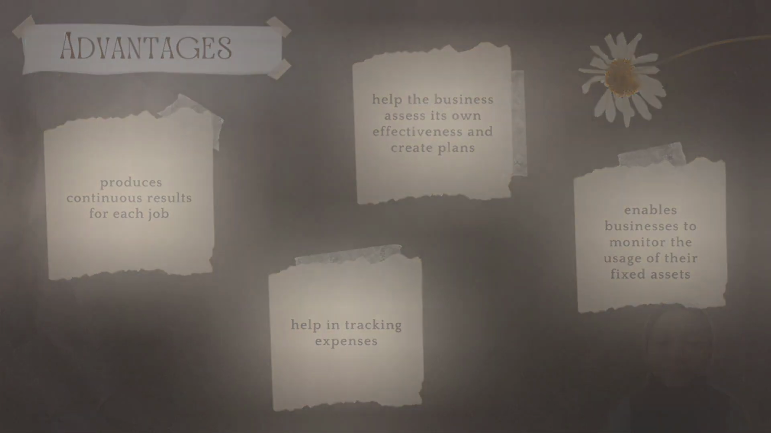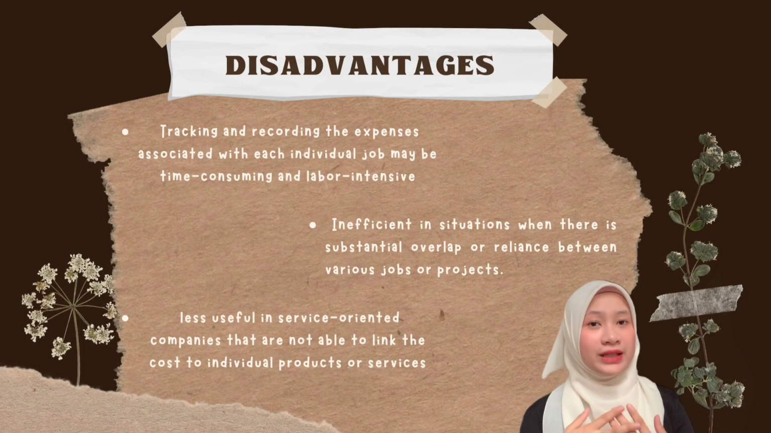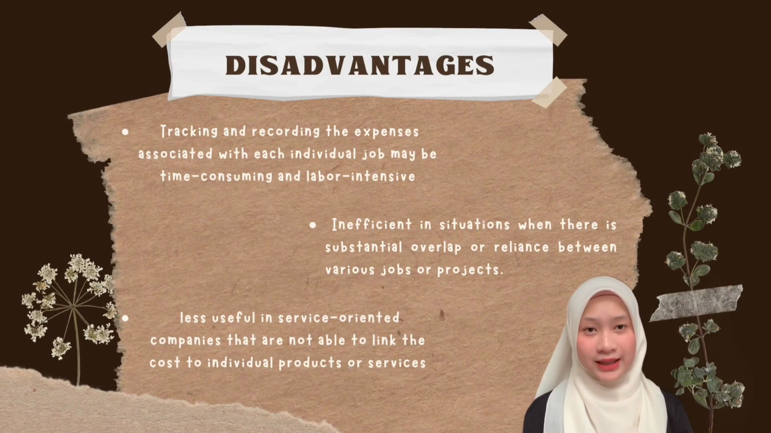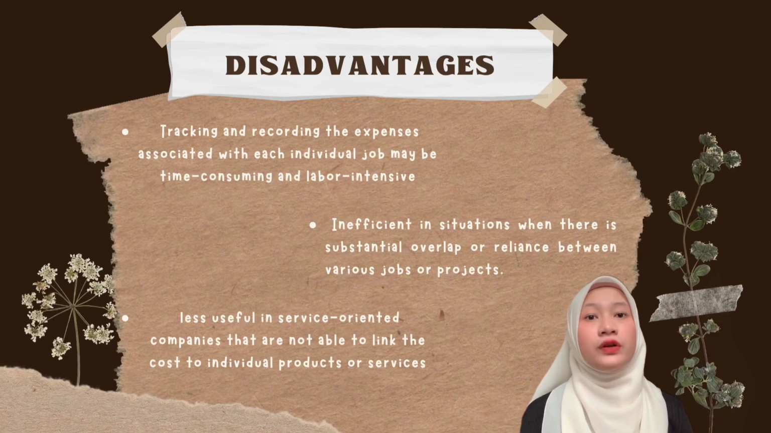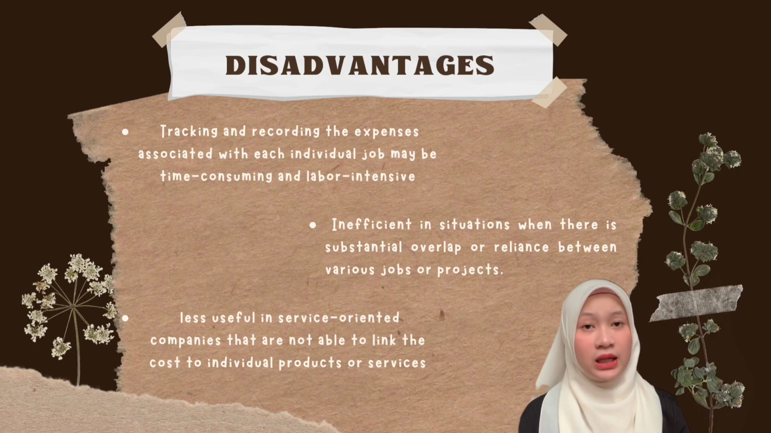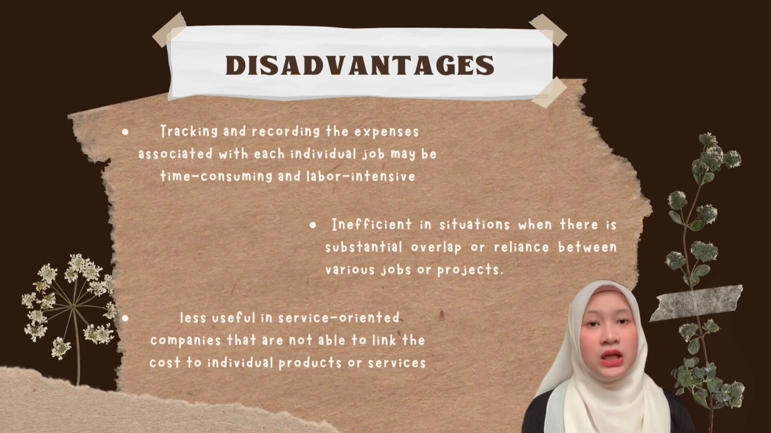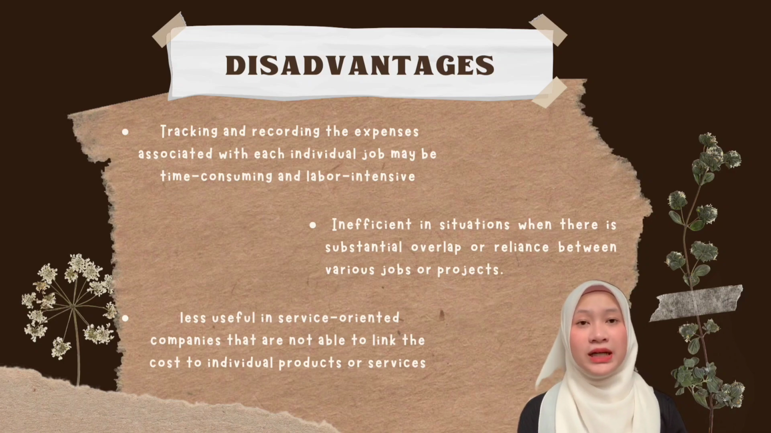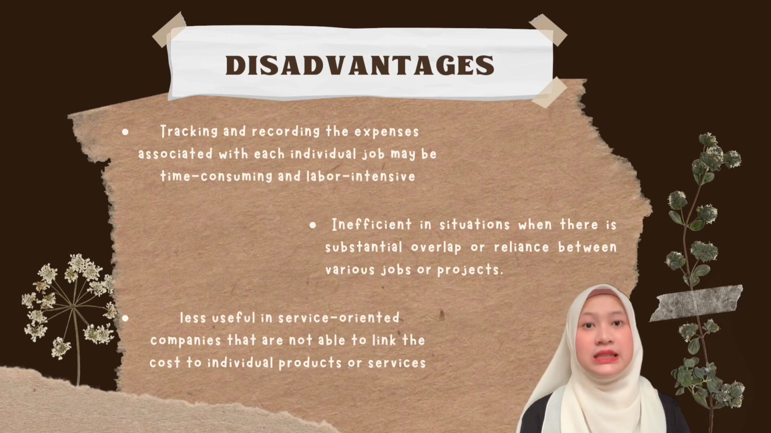Thank you. Next, I will explain the disadvantages of using the job order costing method. One of the main disadvantages of implementing job order costing is that tracking and recording the expenses associated with each individual job may be time-consuming and labor-intensive. This may be a substantial challenge for businesses that produce many similar items or services, since the cost tracking process can become unnecessarily complex.